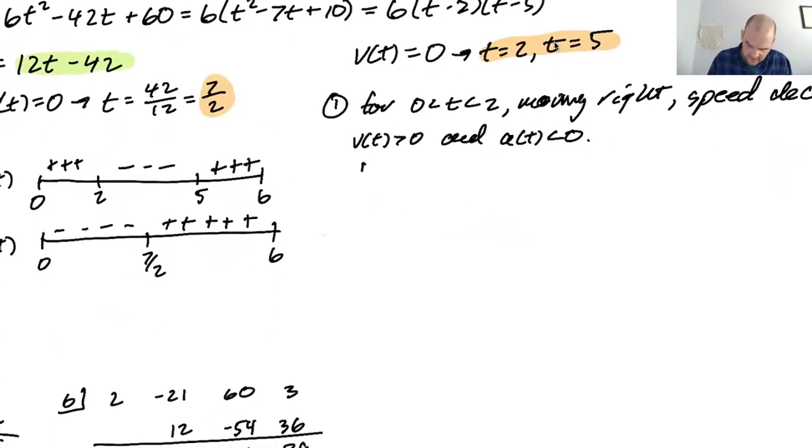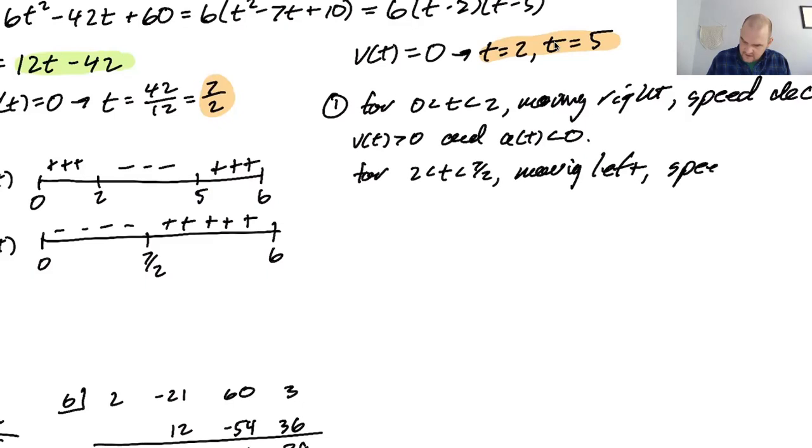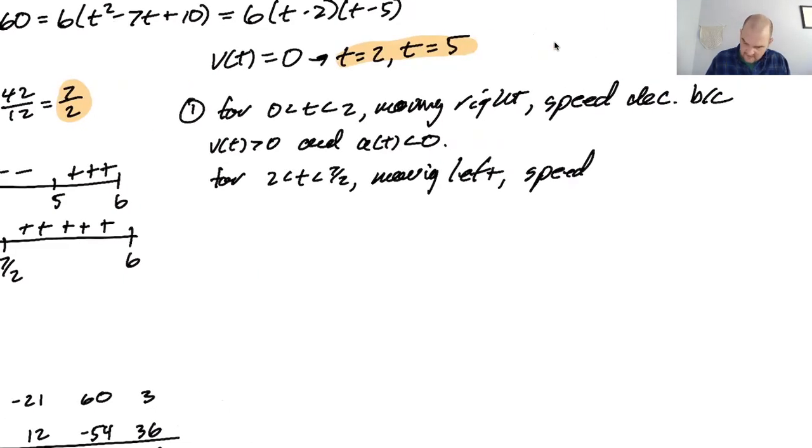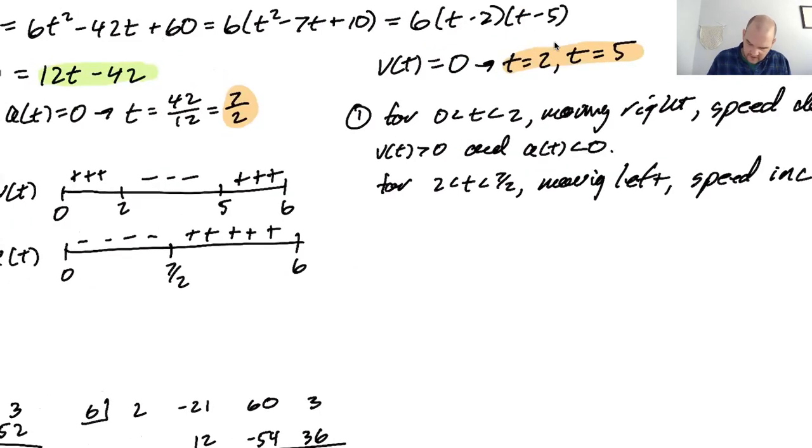So for 2 to 7/2, you are moving left because the velocity is negative, and your speed is increasing. And then let's say why. You're moving left because v of t is less than 0, and your speed is increasing because the acceleration is also less than 0. A of t is less than 0.